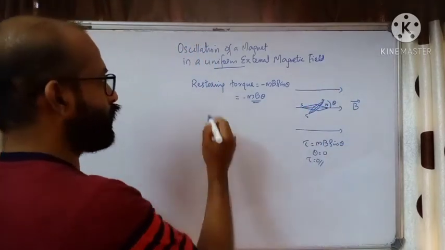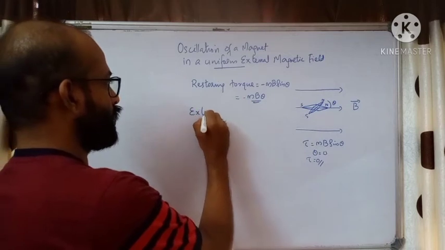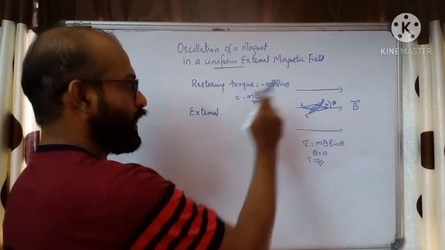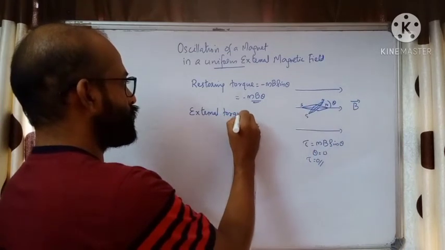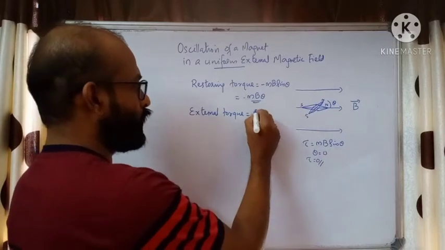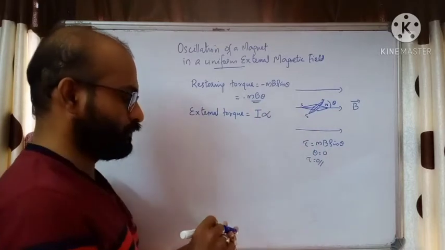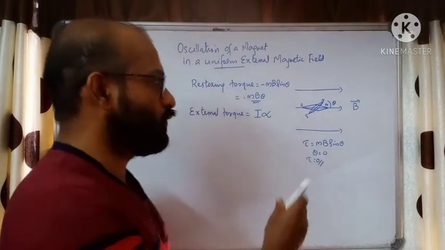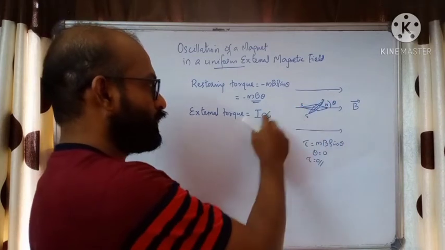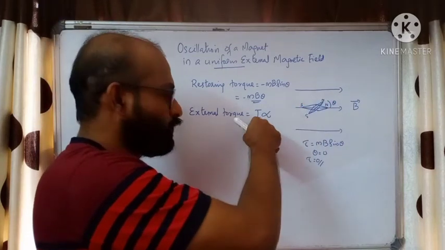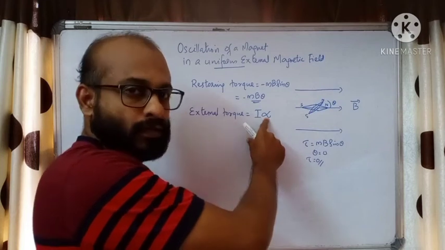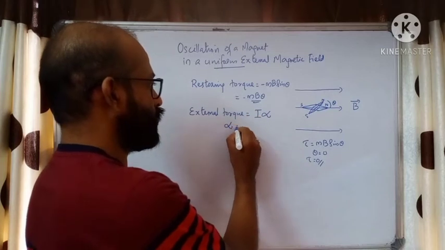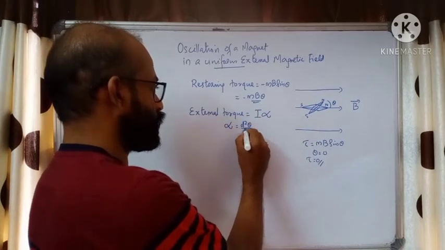Let tau be the external torque which we apply. So what is the external torque? The external torque is the torque which we apply externally to displace the compass needle through an angle theta. We can say the external torque depends on the moment of inertia and angular acceleration. About moment of inertia we have seen in rotational motion. So when we rotate this compass needle through an angle theta, there will be a moment of inertia for this compass needle as well as angular acceleration. Angular acceleration has the equation alpha is equal to d square theta by dt square.